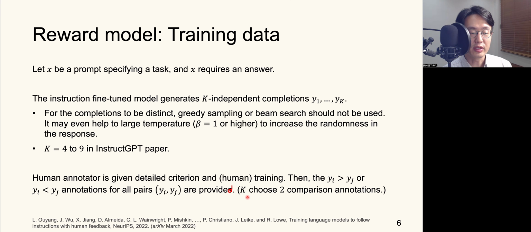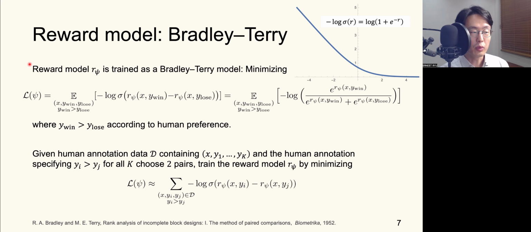Since there are k possible completions and the comparison is between two of the possible k completions, there are k choose two comparison annotations that the human annotator has to provide. Given that data, the authors of the InstructGPT paper trained a reward model as a Bradley-Terry model. The Bradley-Terry model is trained with this kind of loss. I'll give you an interpretation of what this loss means in just a moment.